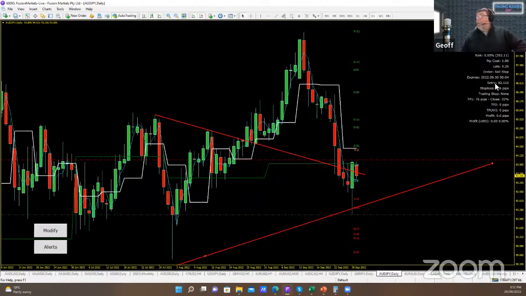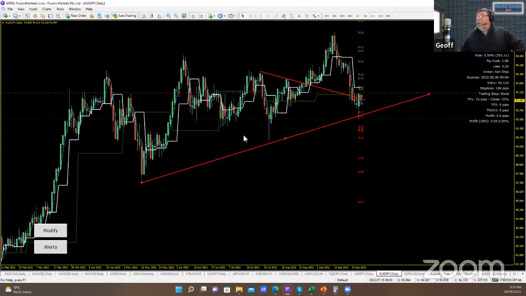If you want to follow it, the entry level is at 92.11. And the stop loss is 196 pips. My first take profit is a very meager 76 pips, but I think that's the danger zone. And what I mean by that is you're trading through that level there is probably not a good idea without putting something in the bank.